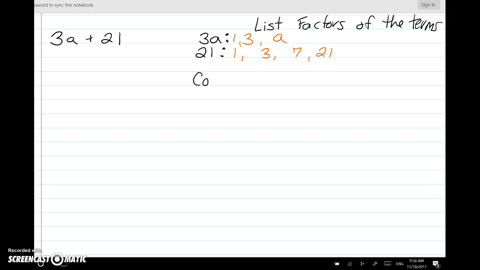What are my common factors? What do they have in common? Well, they have a 1 in common, and they have the 3 in common. Dividing by 1, not very helpful. But the 3 in common, I can divide both terms by 3. So I want to put what I'm going to divide by outside parentheses. And then I divide each term.